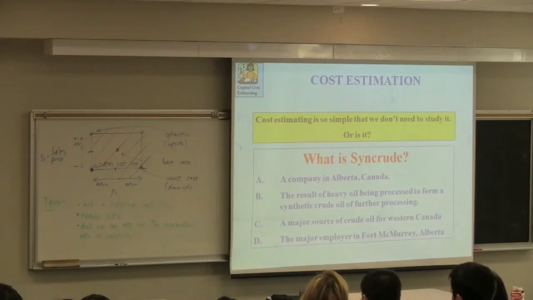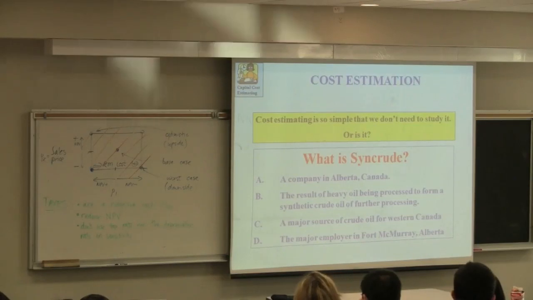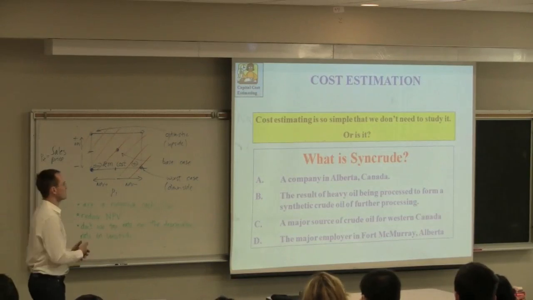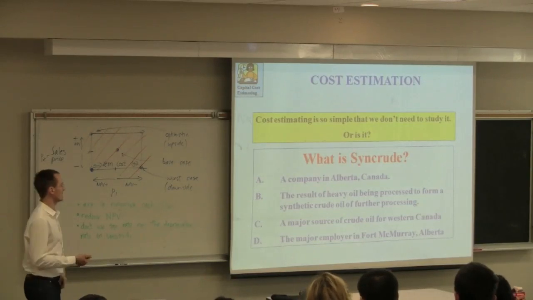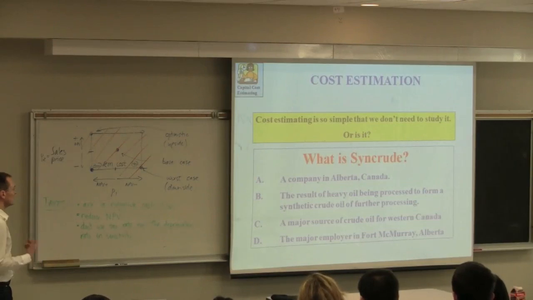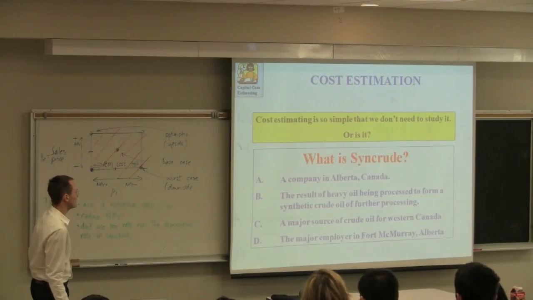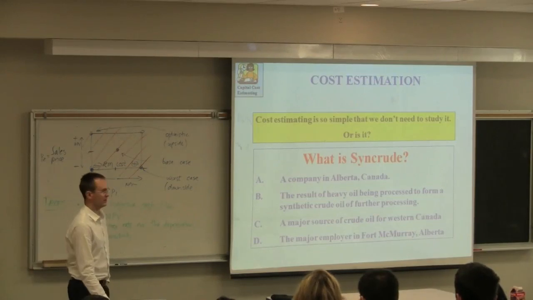ConocoPhillips in the US used to own a part of it, but they now sold their portion. So it's a conglomerate of about 7 or 8 oil companies that own substantial investments in the oil sands in Alberta. They process that heavy oil into synthetic crude, and they supply about 13% of Canada's energy demands from that source. Okay, so it's an important company from a Canadian perspective, as well as a major employer in Alberta.